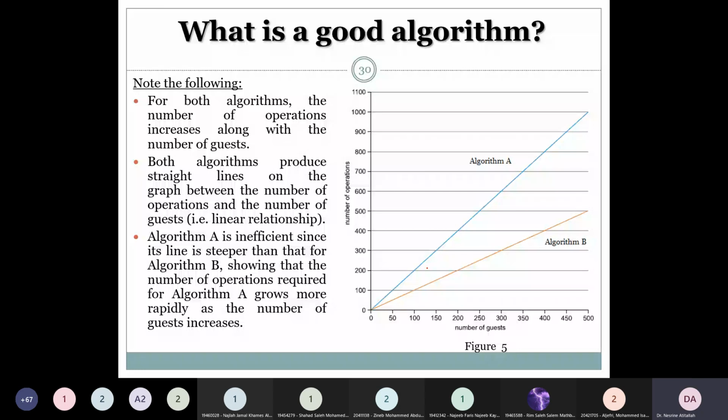Turkey said that algorithm A is good. Why is algorithm A good? Tell me. Tell me, Ragad. Tell me, Saif, Turkey. Why is algorithm A good? Why?